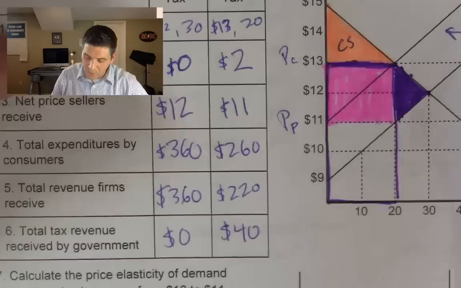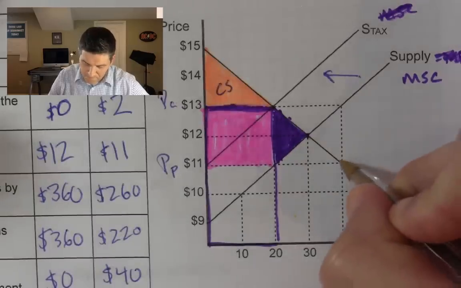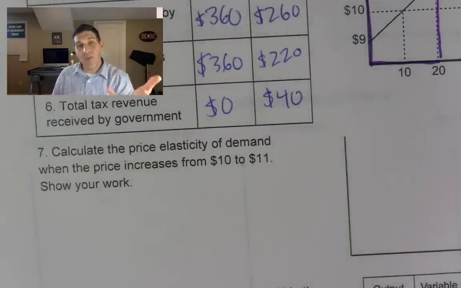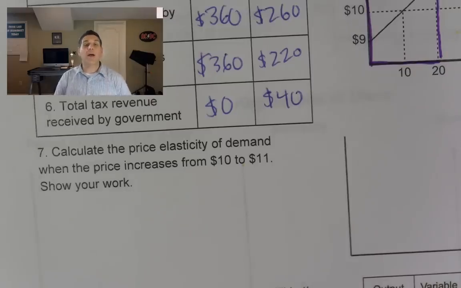So the price was here at 10, right there. Price is 10, then it increased up to 11. What is the elasticity of demand coefficient? That's basically what it's asking. Then you should be able to figure out if it's elastic or inelastic as well. So right now, go ahead and try that question on your own.